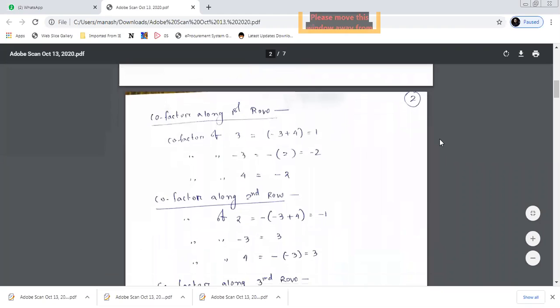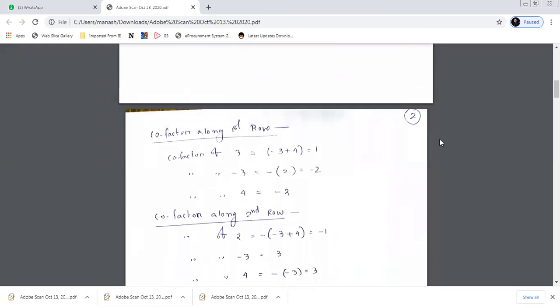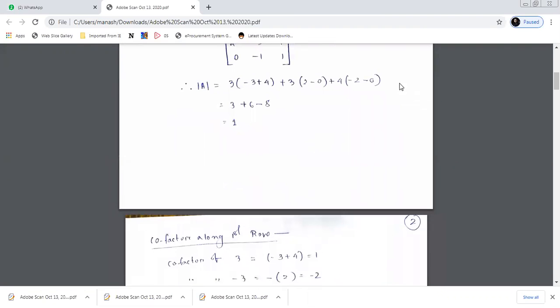Okay. So now see, at first we have to find the cofactor along the first row. Cofactor along the first row. See the matrix.